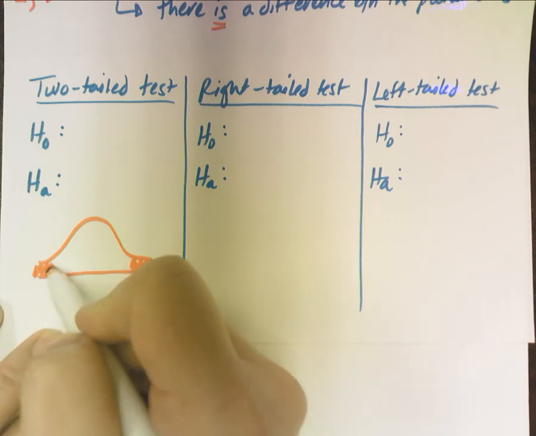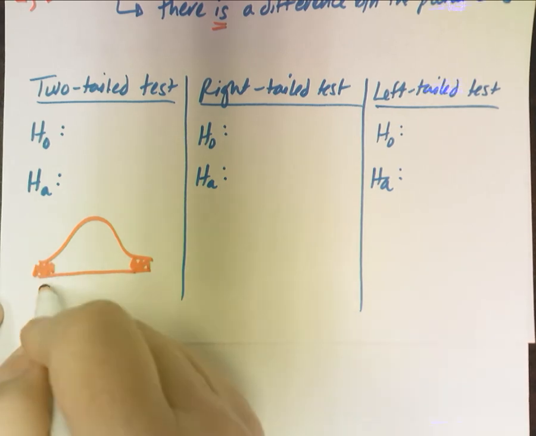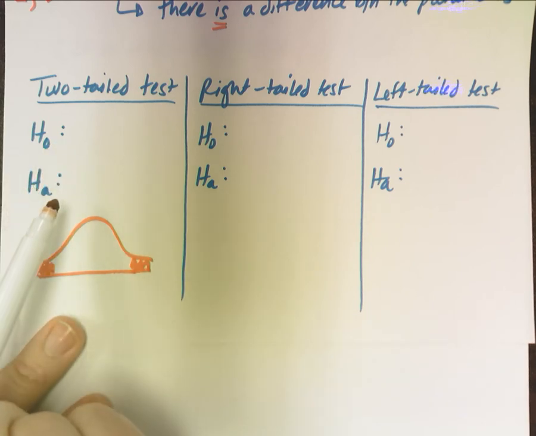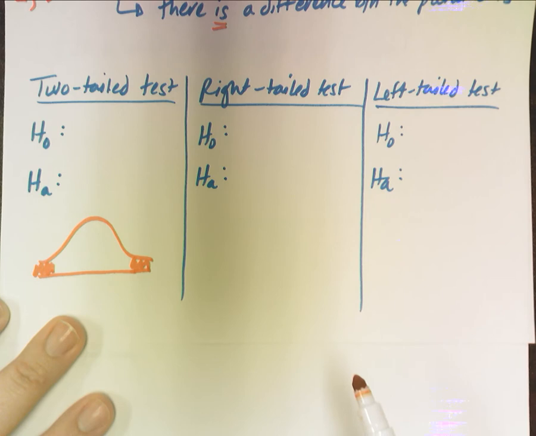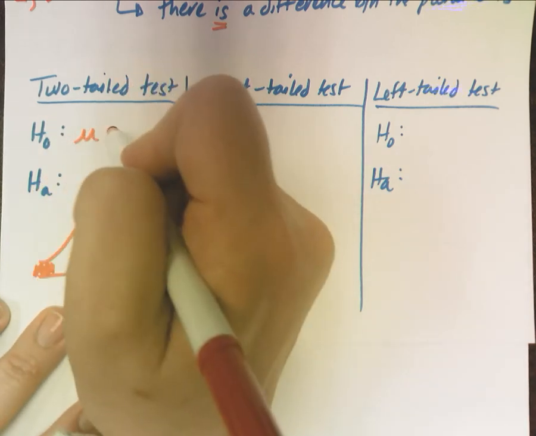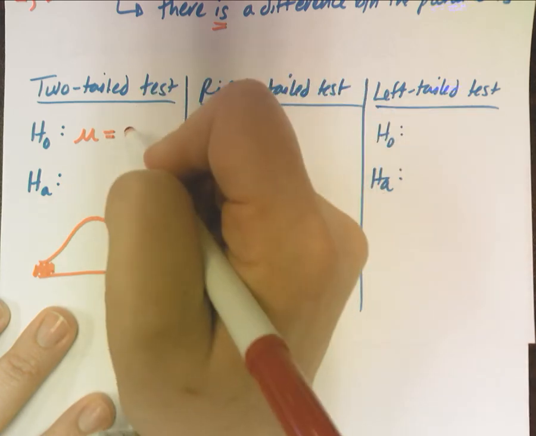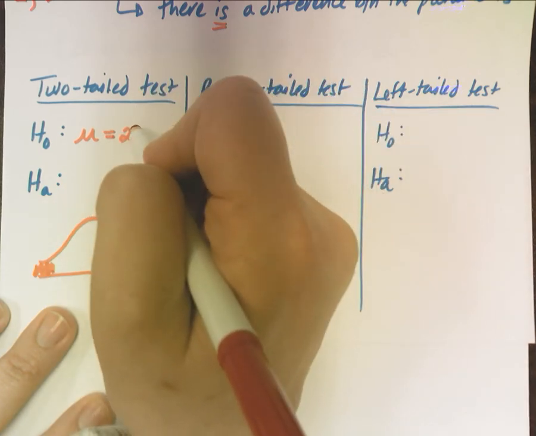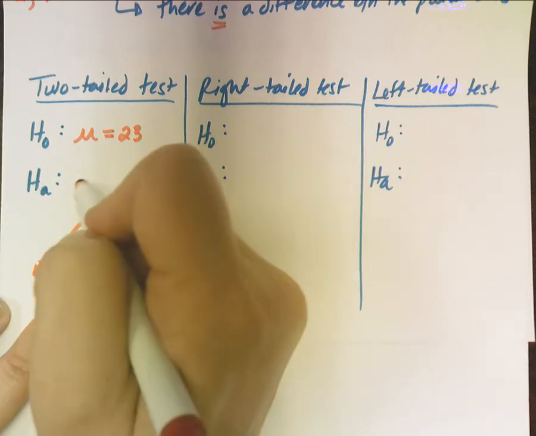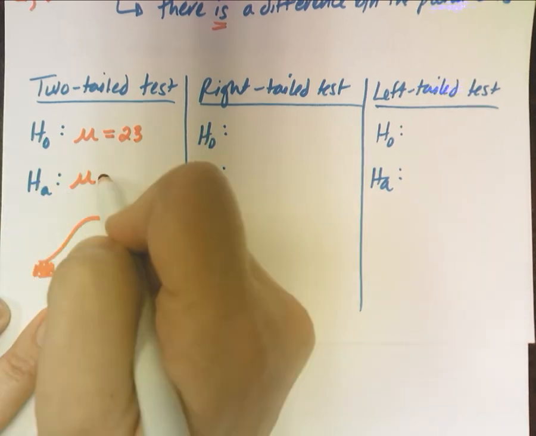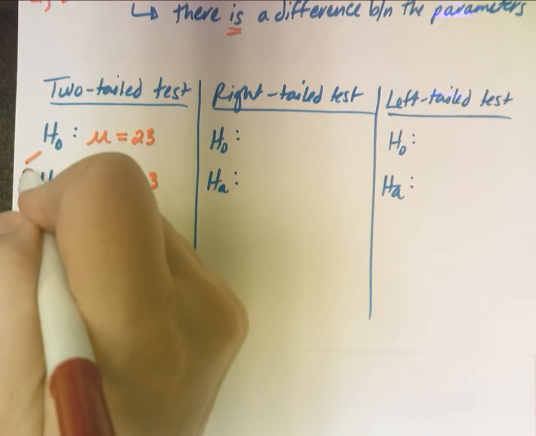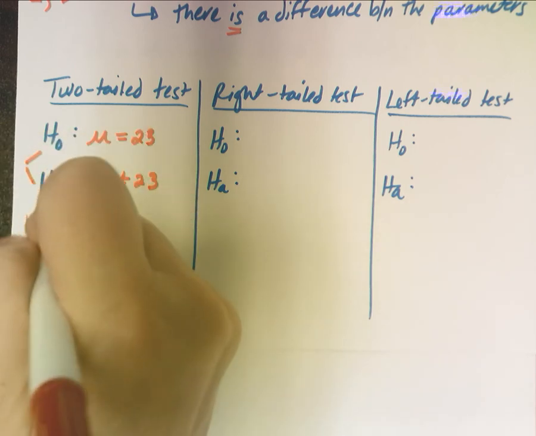We'll get into this in a minute, but if you end up having a two-tailed test where you're looking at what we call the two tails, these are your two tails right here. The way you would write your HO and your HA, and I'm just going to use mean, you would write your mean is equal to some number, let's say 23. And then your HA for a two-tailed test would be not equal to 23, okay? These two right here have to be what we call mathematical opposites.